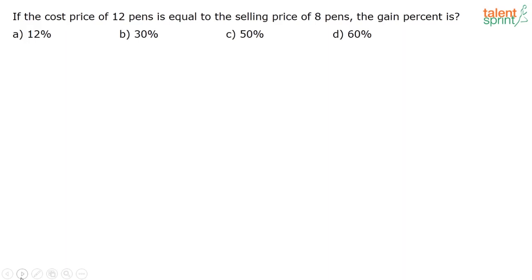The next question is a very easy, very standard question in profit and loss. What is given? The cost price of 12 pens is equal to the selling price of 8 pens. Or I can say, let the cost price of 1 pen be CP and the selling price of 1 pen be SP. All that I'm sure you know, I'm just explaining. 12 times the cost price is equal to 8 times the selling price. Correct? So I can say 12 CP is equal to 8 SP.